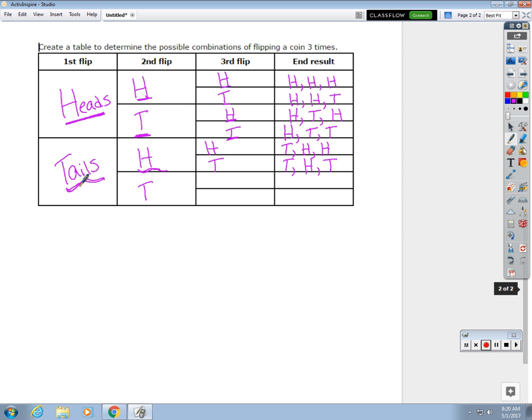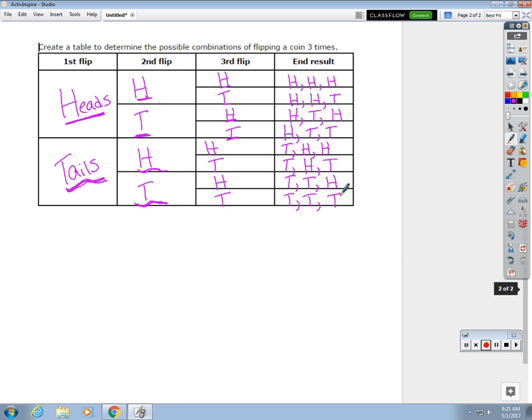Or my first flip could have been tails. My second flip could have been tails. My third flip could have been heads. That would give me tails, tails, and then heads. Or my first flip could have been tails. My second flip could have been tails. And my third flip could have been tails. That would have left me with tails, tails, tails.